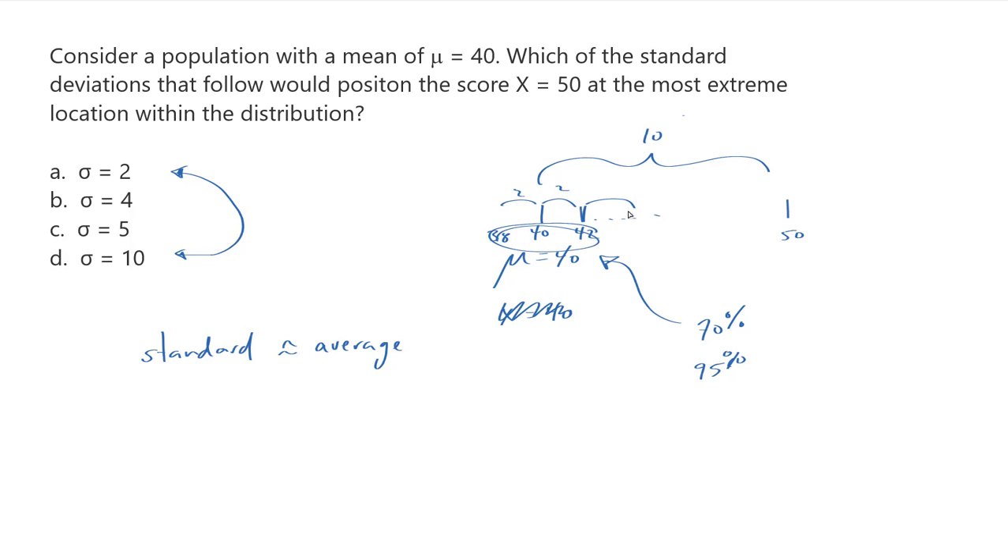So if I went 2 standard deviations up to 44 and down to 36, 95% of my scores are going to be somewhere between 36, that's 2 standard deviations below 40, and 44, which is 2 standard deviations above 40. 50 is not even close to there. 50 is so far ahead of that, it would make it a very extreme score. So the answer is going to be a standard deviation of 2 makes 50 the most extreme. It puts it at the most extreme distance from 40.